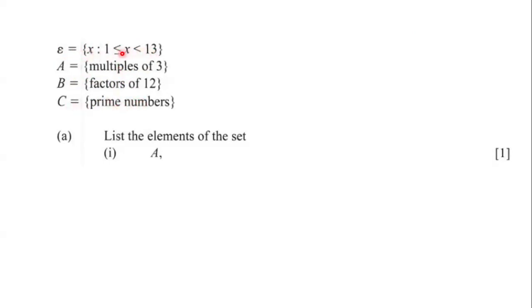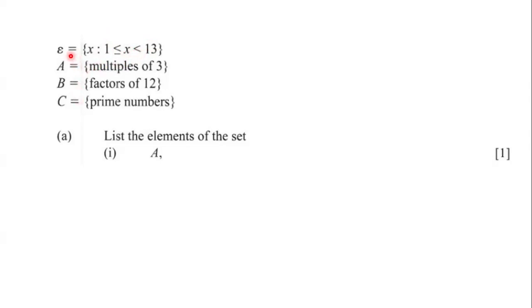So basically what this universal set means is that you can have 1, you can have 2, you can have 3, you can have 4, you can have all those numbers, but your numbers have to be less than 13. You could start at 1 and go all the way up to 13, but you cannot include 13. So that's what this is saying. And the sets A, B, and C must obey this universal set.